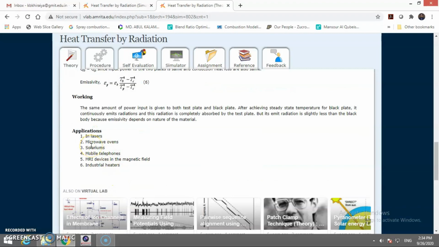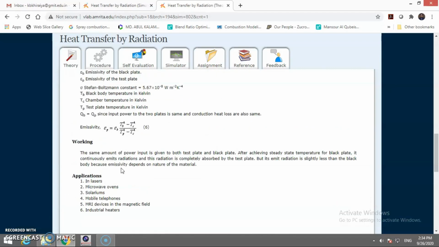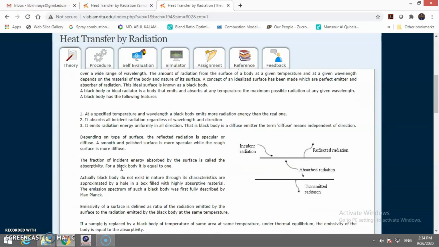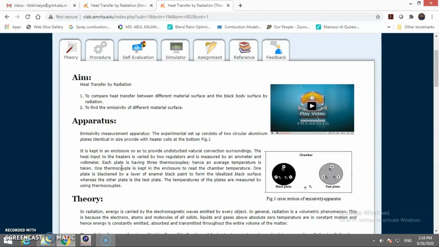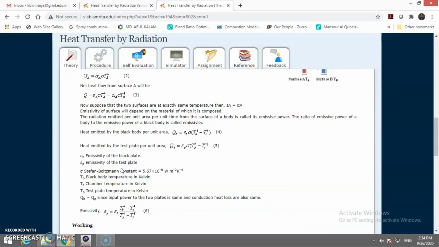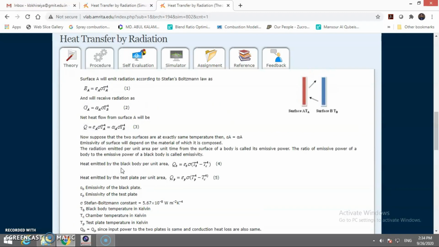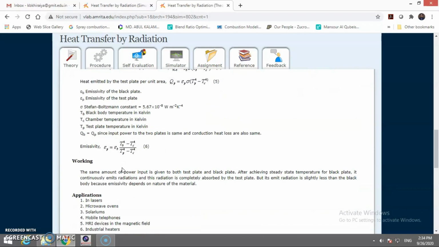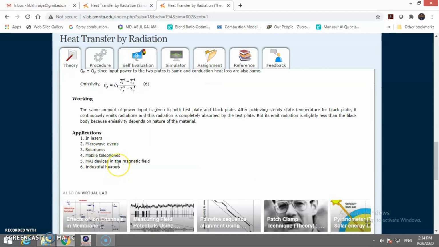And the applications: this practical is applicable in various areas like mobile telephones, industrial heaters, microwave ovens, and many more. So after discussing the basic theory, the apparatus, and the relation between absorptivity and emissivity, we also know Kirchhoff's law, which states that emissivity and absorptivity are equal at a given temperature when thermal equilibrium is achieved. And then we discussed the applications.